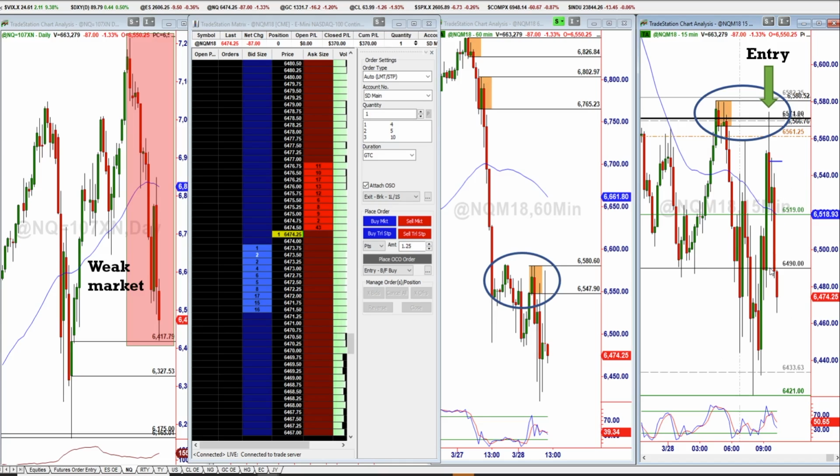We took some off here at 65.40, close to 6,500, and then we have a runner that we let go, usually a contract or multiple contracts, going for a final target.